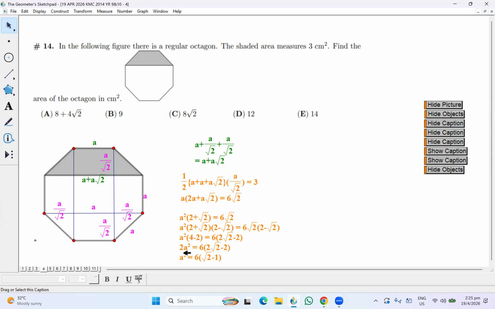So root 2 times root 2 is minus 2. So 2A square. Then here 6, multiply the root 2 inside. Here root 2 times 2, 2 root 2. Then root 2 times root 2 equal to 2. So we get 2 root 2 minus 2. So divide by 2. So we become root 2 minus 1. A square is root 2 minus 1.